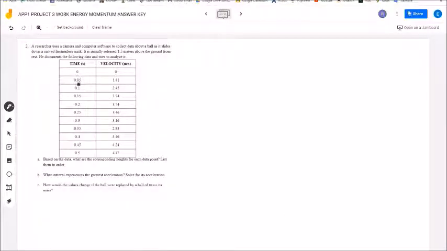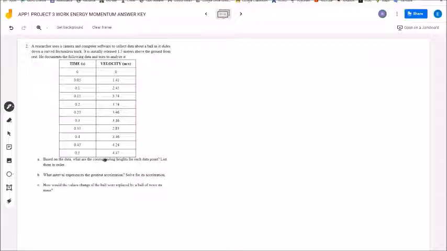FRQ number 2. A researcher uses a camera and computer software to collect data about a ball as it slides down a curved, frictionless track. It is initially released 1.5 meters above the ground from rest. He documents the following data and tries to analyze it. So here's a table. We're given the time and velocity. Question A. Based on the data, what are the corresponding heights for each data point?